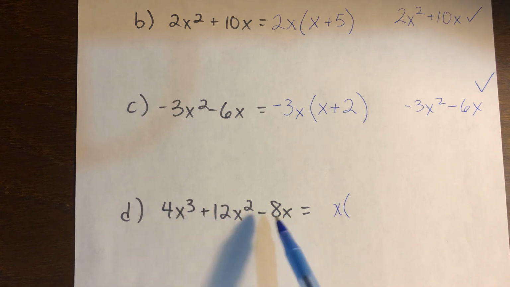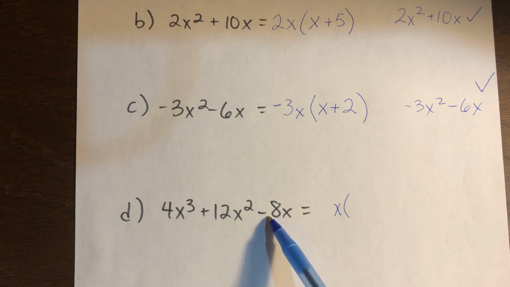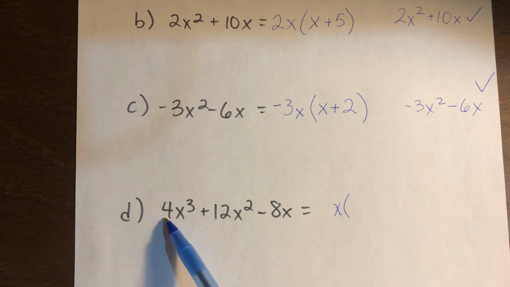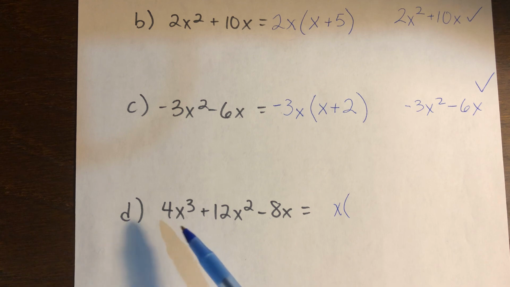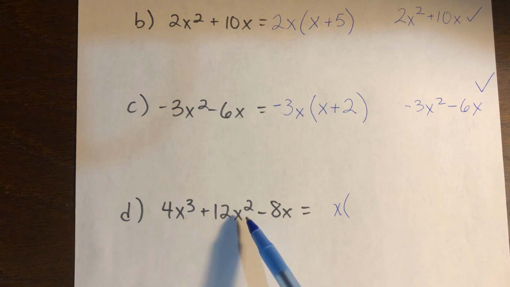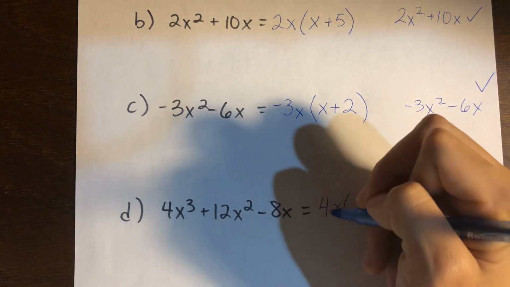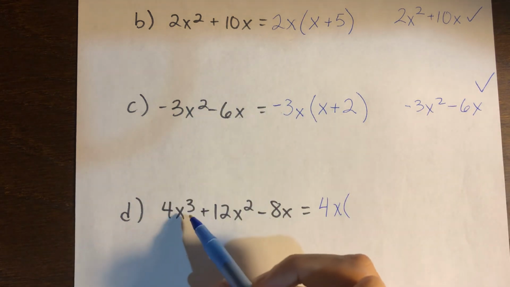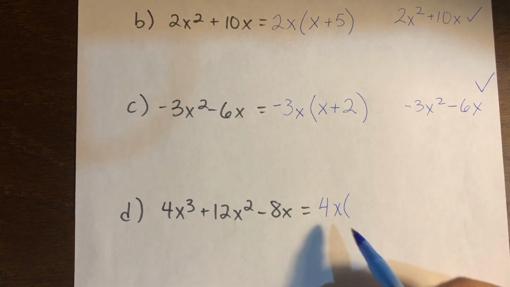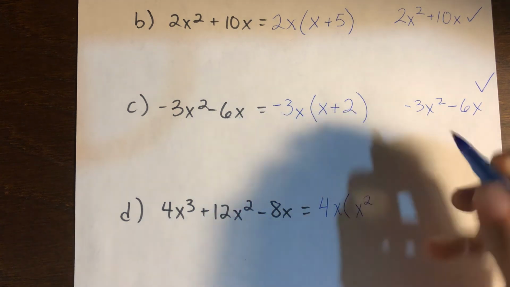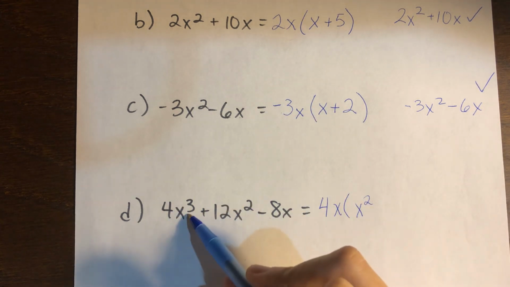So now what are some factors? We have 4, 12, and 8. The factors that they have in common are 2 and 4. 4 is going to be the highest, so we're going to pull 4x out. So 4x cubed, and we take a 4x out, I'm left with x squared. So we have 1 and 2 would give us 3.